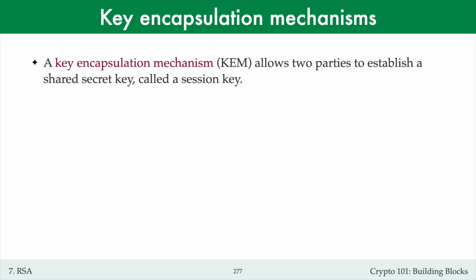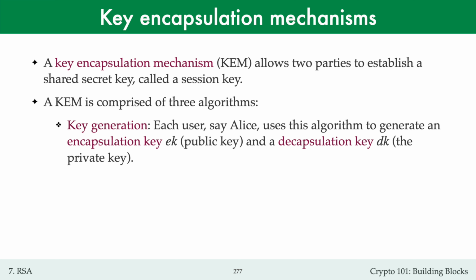A key encapsulation mechanism, or KEM, is a key establishment protocol that allows two parties to establish a shared secret key. This key is called a session key. A KEM is comprised of three algorithms. A key generation algorithm that Alice uses to generate an encapsulation key and a corresponding decapsulation key. The encapsulation key is Alice's public key, whereas the decapsulation key is her private key.